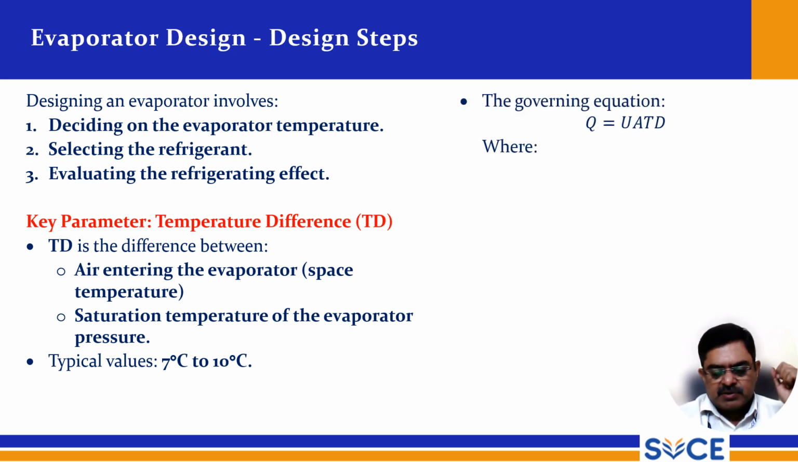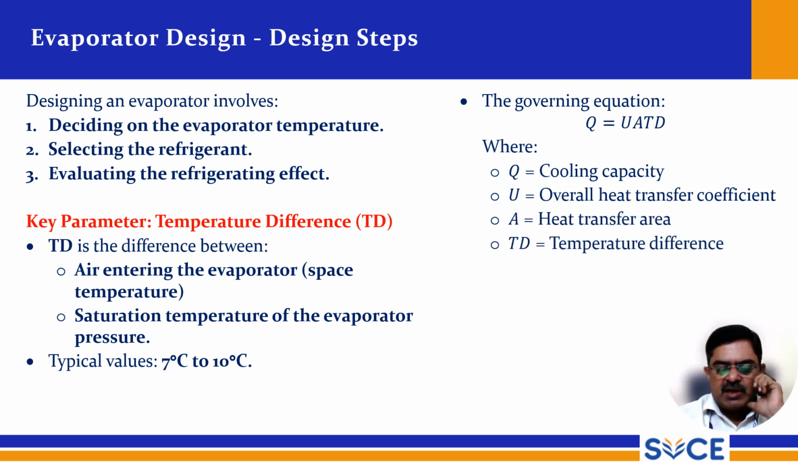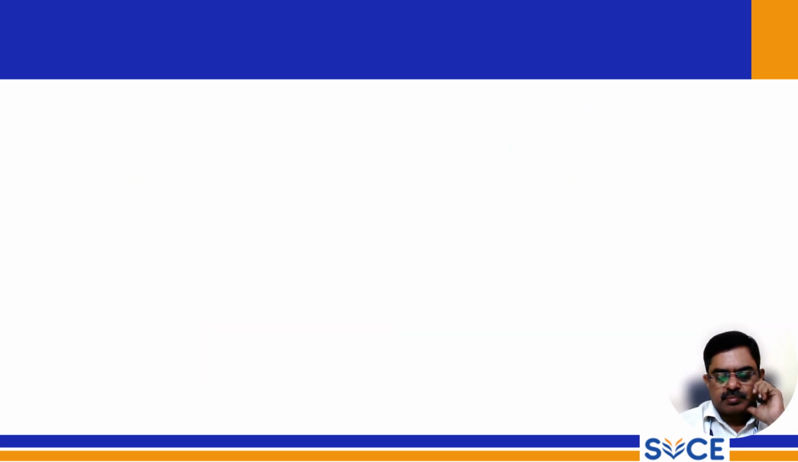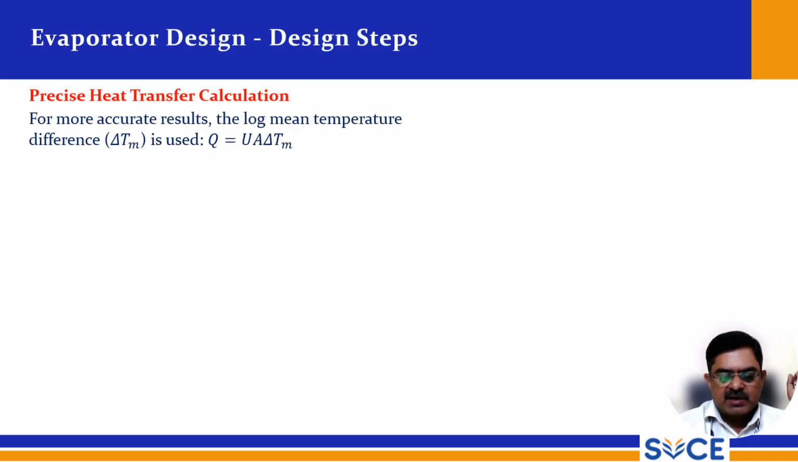The governing equation, as we have seen in the earlier session also, Q equal to U A TD, where Q is the cooling capacity, U is the overall heat transfer coefficient, A is the area of heat transfer, and TD is the temperature difference. So here the precise heat transfer calculation can be done. The same equation we have seen in the earlier session also.